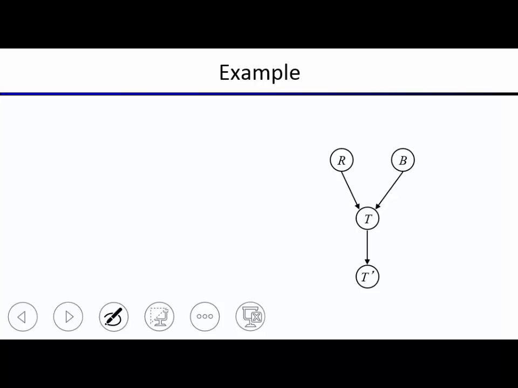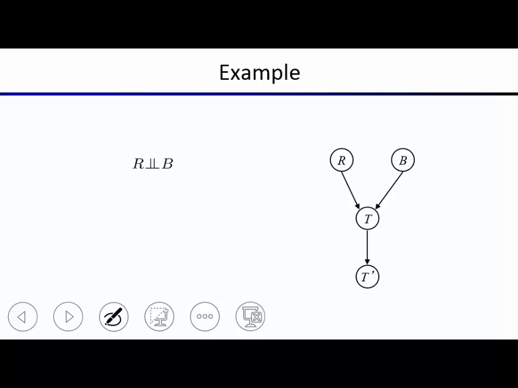All right, let's restart. First example, a four-node Bayes net. Is R independent of B? What do we think? Yes, we think it's independent. They're independent. How do we show this with the D-separation algorithm?